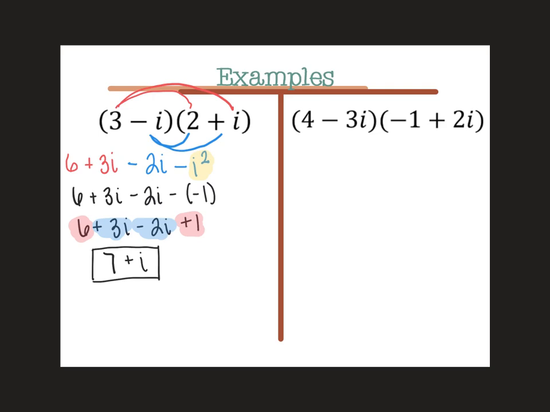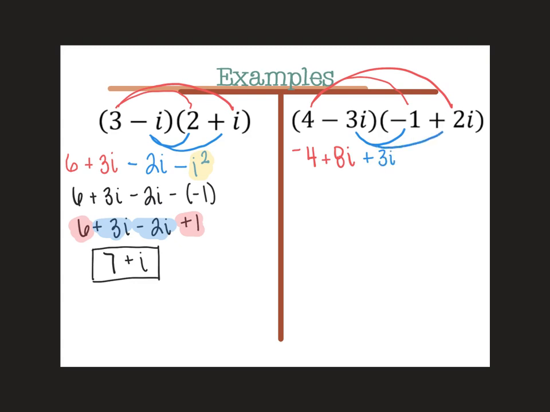Now pause the video and you try the next example. For this example, we would distribute 4 times -1 and get -4. 4 times 2i is 8i. -3i times -1 is positive 3i.